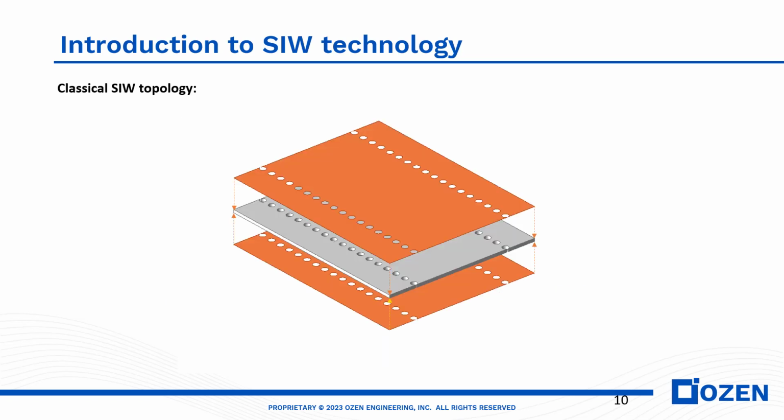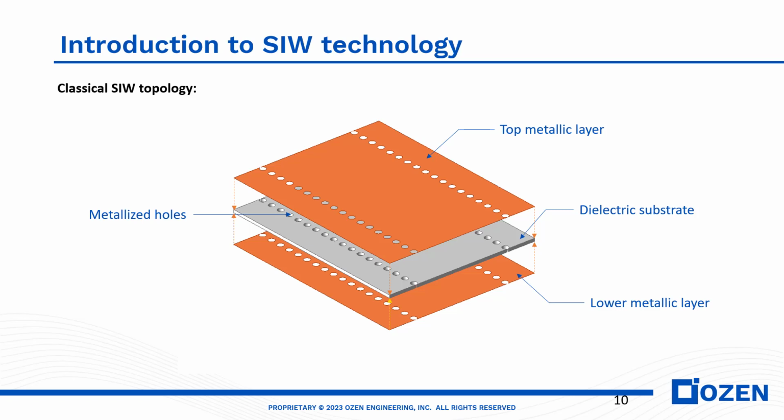Now, let's dive deeper into substrate integrated waveguides and start with their topology. An SIW structure is composed of two metallic layers, typically made of copper. Between these metallic layers, we have a dielectric substrate material. The top and bottom layers are connected together using vias, which are usually cylindrical but can have any shape. These vias provide electrical continuity between the layers and allow the waveguide structure to be formed within the substrate material.